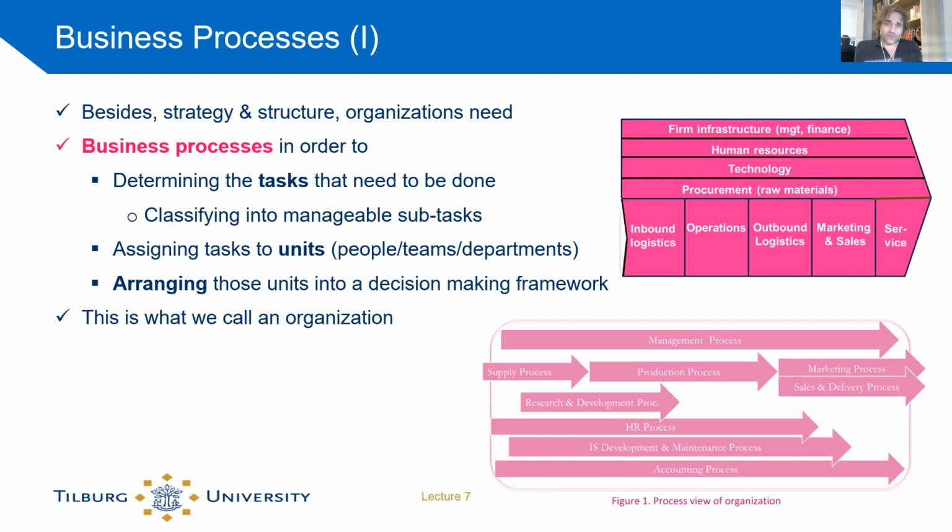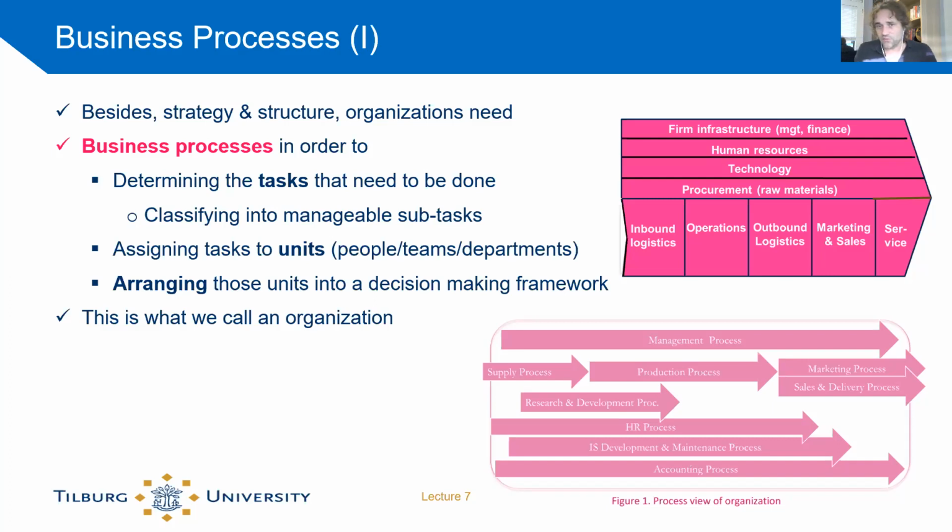So we have a strategy. What is the organization about? We have a structure of the organization. So how do we classify the different units of the organization and their relationship to each other? And we have processes in the organization. So the tasks that need to be done in an organization and who does them when. Those are the three main structural ways in which we look at organizations.